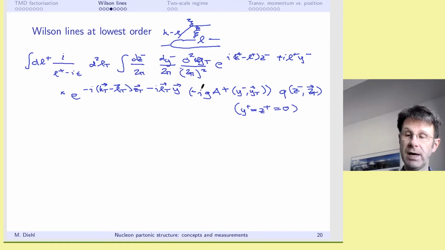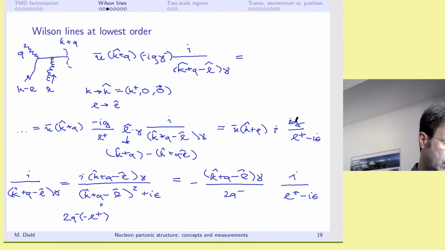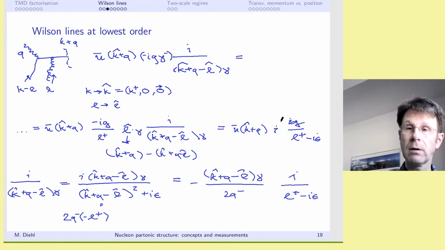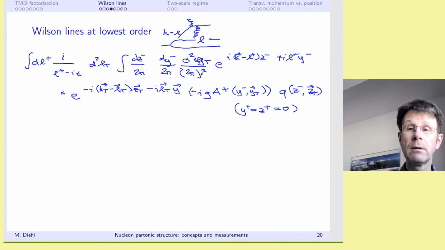So this minus IG, if you go back, is what comes from this factor here. Somehow I apparently managed to lose a minus sign, which I will not try to track down right now. No, in fact, it's wrong. This here is a plus I. There we go.